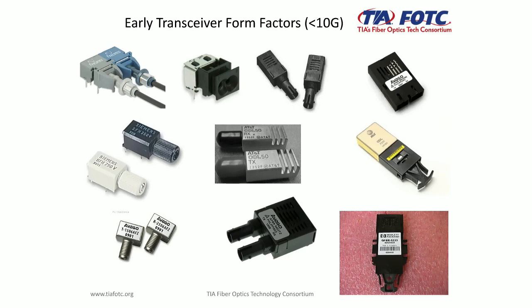FDDI transceiver and a fiber or SCON transceiver, IBM SCON transceiver for fiber channel. So these were non-pluggable board mount transceivers, and really the fibers that supported these were low bandwidth 62.5/125 and low bandwidth 50/125 fibers. We're talking about bandwidth of less than 200 megahertz-kilometer.